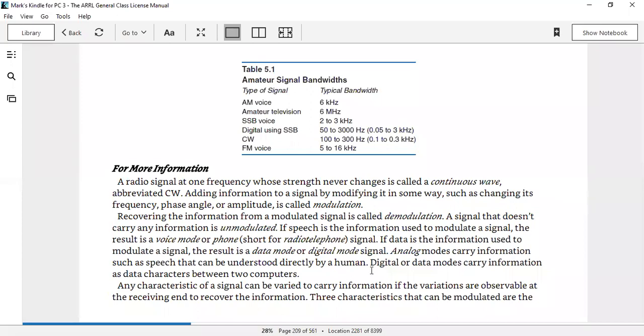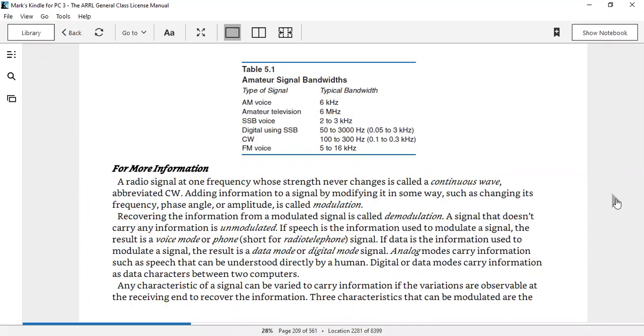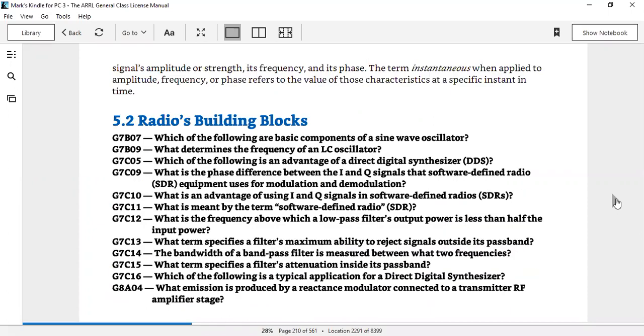Let's see if we missed a page here, because I kind of jumped. Nope, you didn't. Okay, next page. The term instantaneous, whether it's amplitude, frequency, or phase, is the value at a specific instant of time. So folks, this is just baby stuff. It's so easy, and you can see how easy it is. So now we're going to get a little harder.